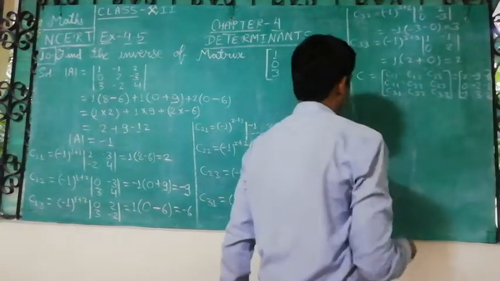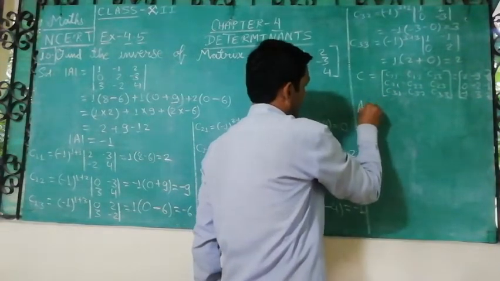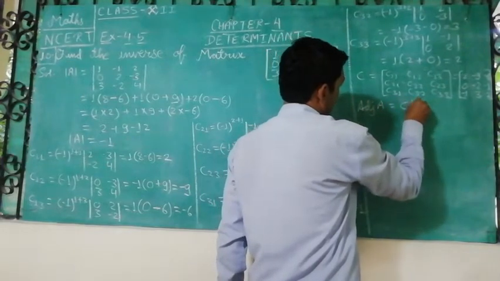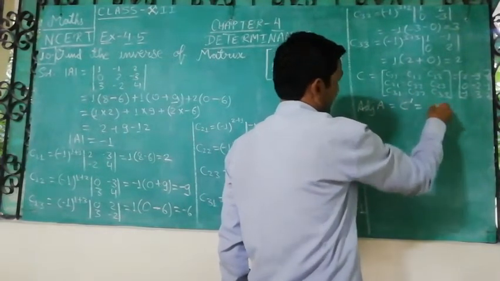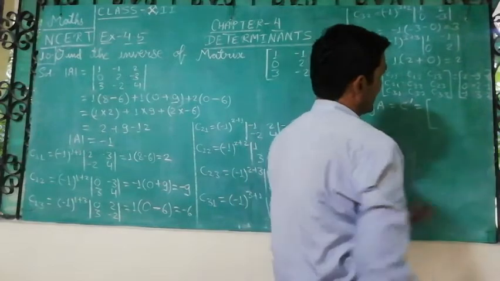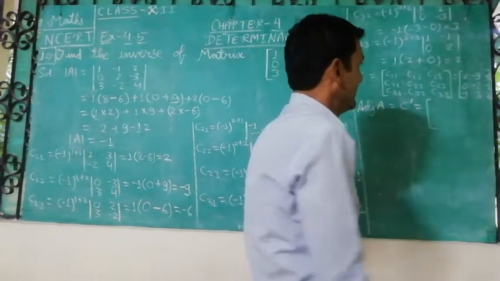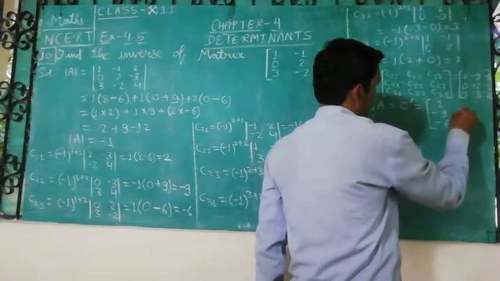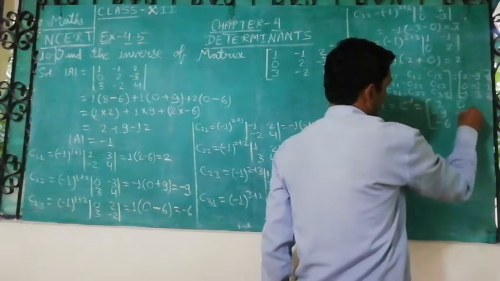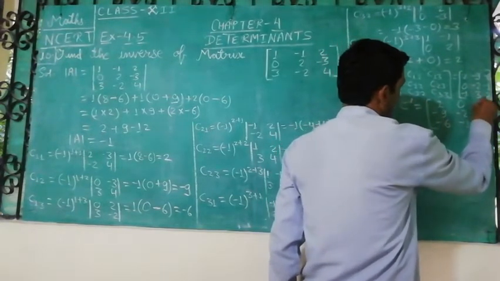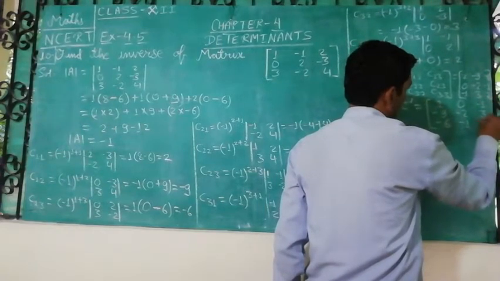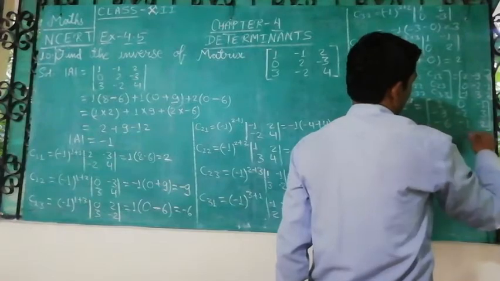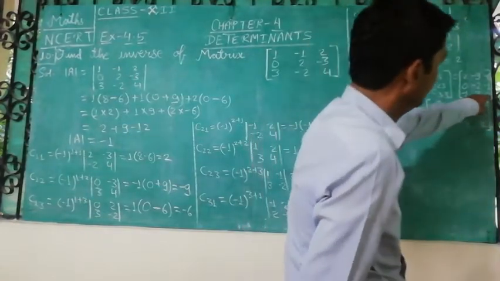Now, what we have to find? Adjoint of A. Adjoint of A is equal to transpose of C, means C dash. The whole rows will be transferred into columns. So 2 minus 9 minus 6 will become this column, then 0 minus 2 minus 1, and lastly minus 1 3 2. Sorry, the last element is 2.